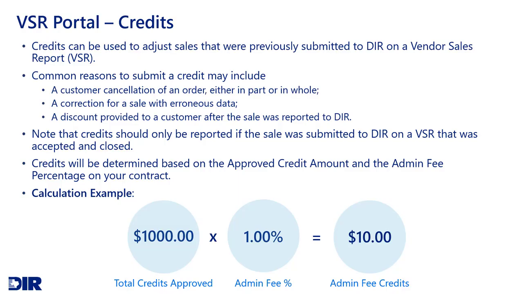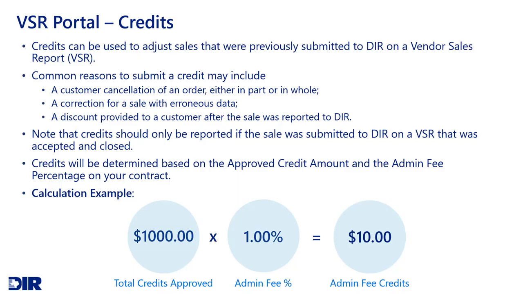Credits can be used to adjust sales that were previously submitted to DIR on a vendor sales report or VSR. Common reasons to submit a credit may include a customer cancellation of an order, either in part or in whole, a correction for a sale with erroneous data, or a discount provided to a customer after the sale was reported to DIR.